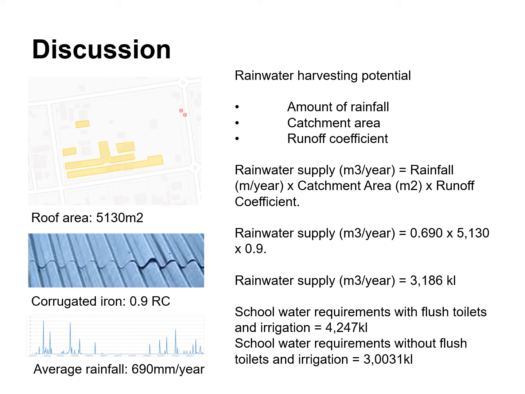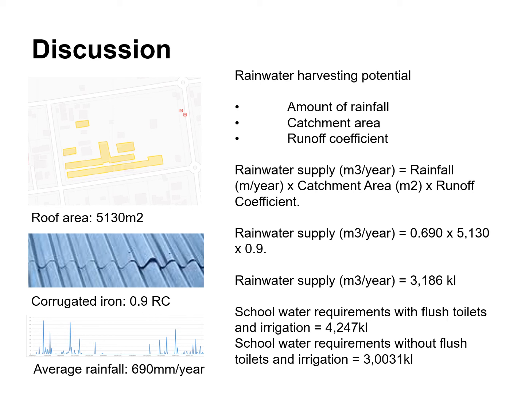And we have this data, so we can do a quick calculation of the roof area of the school, and we get about 5,130 square meters. We know it's got a corrugated iron roof, and the runoff coefficient for that is 0.9. And the average rainfall for Pretoria is 690 millimeters per year. So there's a very long dry period in the middle, but we can then input that and we get the potential rainwater supply at the school, which gives us 3,186 kiloliters.